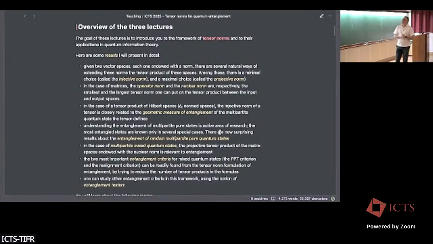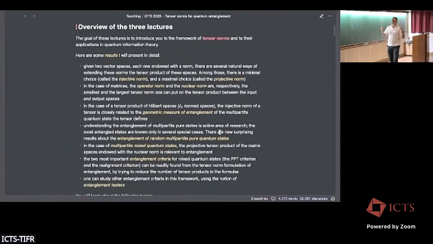Good, so the main idea of these tensor norms is the following problem. You have two vector spaces, each one comes with a norm, and you want to define a norm on the tensor product of these 2 vector spaces, which, if you take, quote-unquote, marginals, gives you the two initial norms. So how can we build out of two norms for individual vector spaces a norm for the tensor product of these vector spaces? And it turns out that there are many choices. There is no canonical choice.